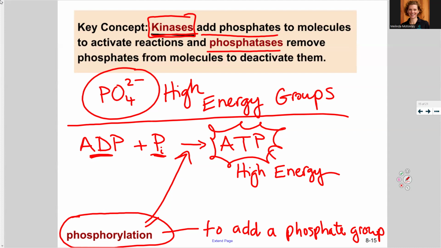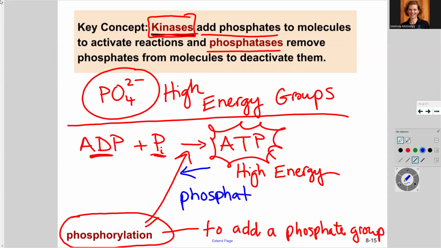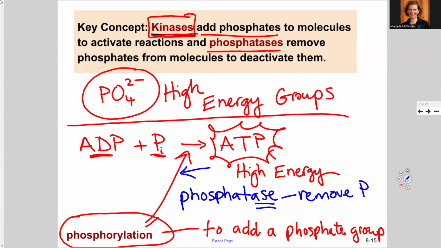The opposite of that, if we happen to want to go the opposite direction, okay, then that class would be called phosphatases. Phosphatase. Okay, ASE on the end means it's an enzyme. So that's going to remove a phosphate group, and it's going to deactivate that molecule. All right, that's it.